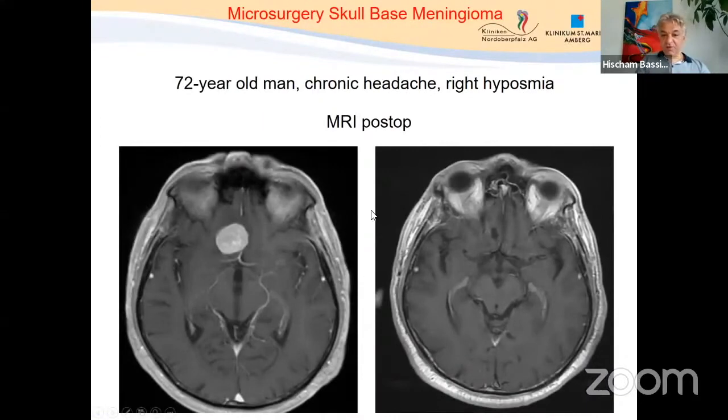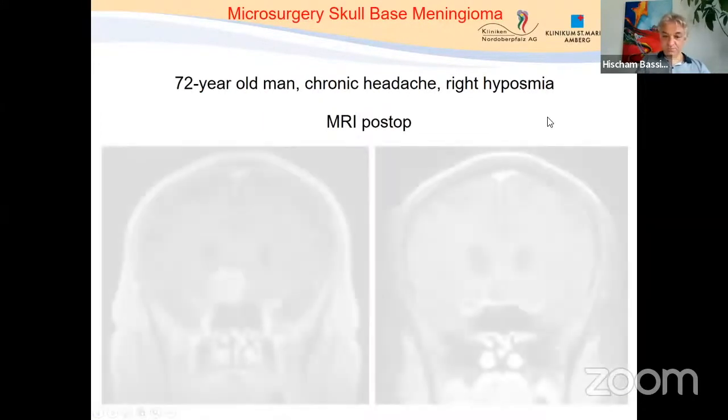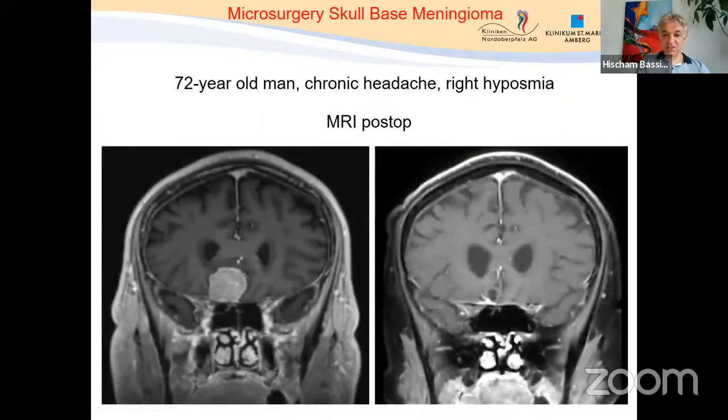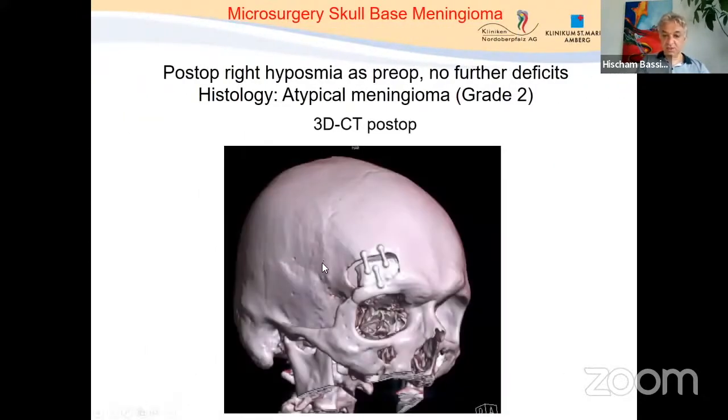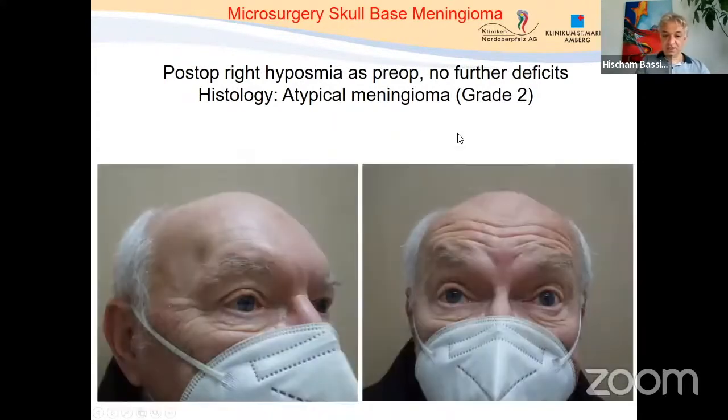So this is removal of the tumor completely, as you can see here. And this is the mini craniotomy, 3D CT reconstruction. And this is the patient after surgery. You can almost not see the incision. So it is a good cosmetic result. Interestingly, this tumor was a grade 2. It was an atypical meningioma.